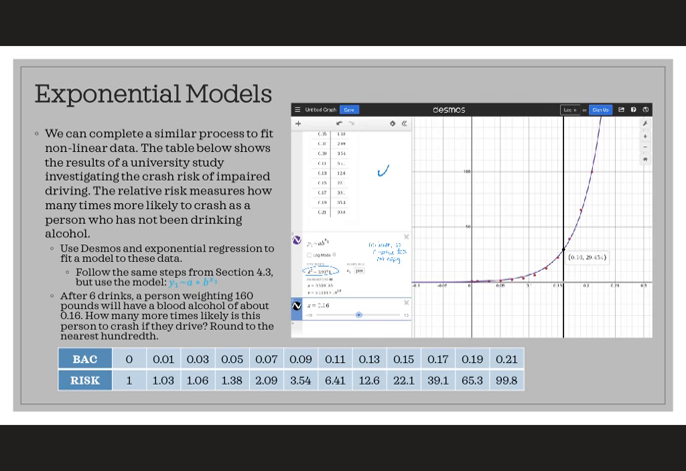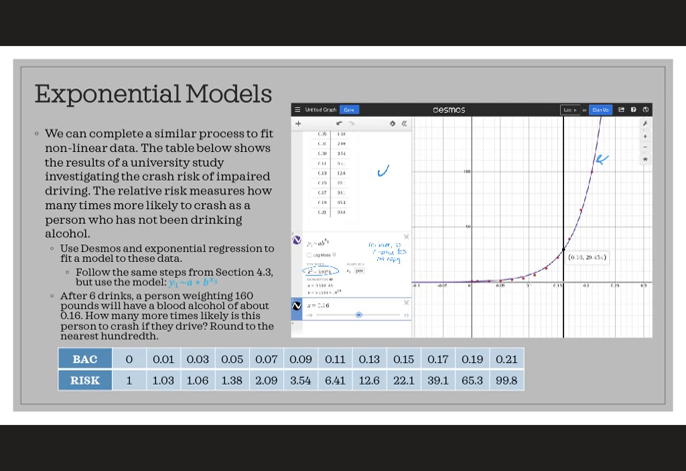Okay. Once you have these models, then you can kind of decide what to do with them, and that's just going to depend on the question that is being asked of you. So in this case, it's saying, use Desmos exponential regression to fit your model. So that's what this purple line is. We've got the model. It's fit over the top of our data, so we can kind of tell what's what, where's where. Okay. Then it says, after 6 drinks, a person weighing 160 pounds will have a blood alcohol of about 0.16. How many more times likely is this person to crash if they drive?